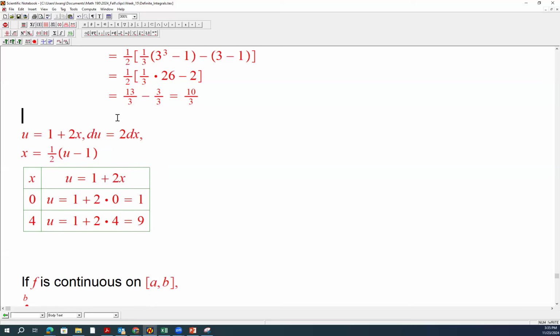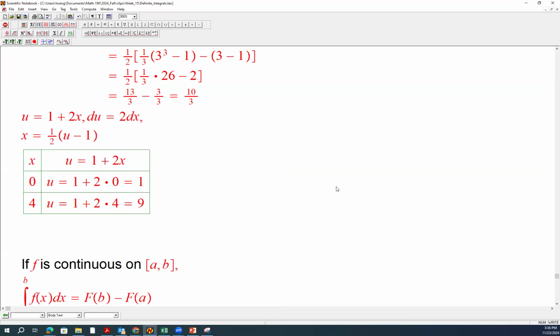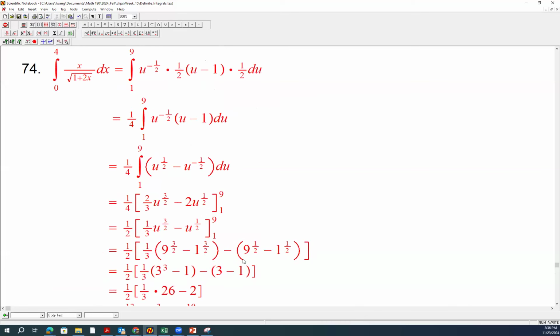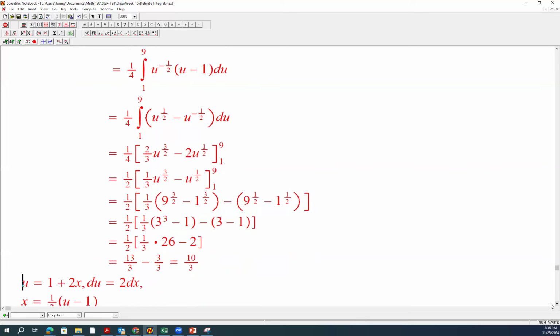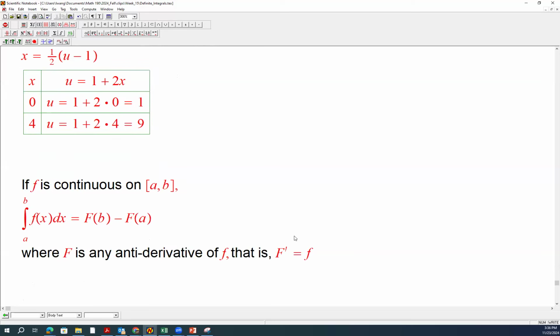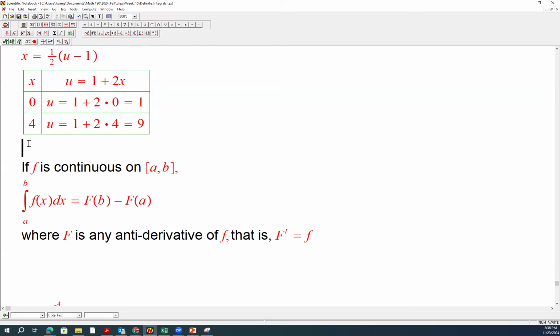Finished. The numerical part is a lot of work, right? Just be careful. I'm sure you probably get it done sooner than I, okay? All right.